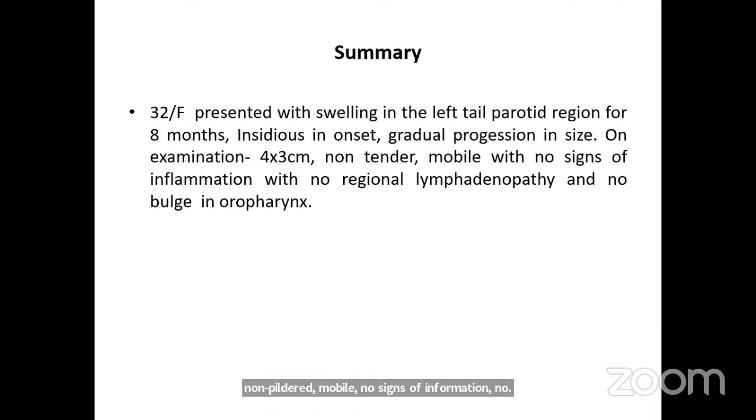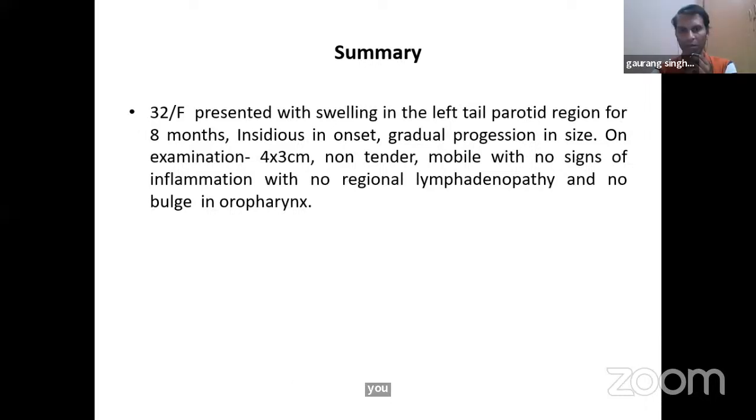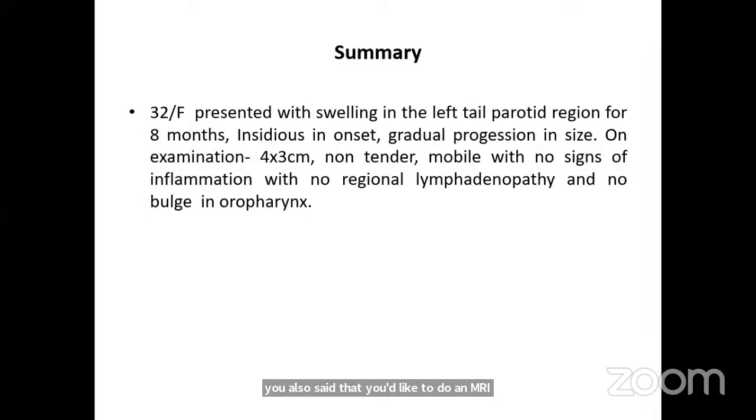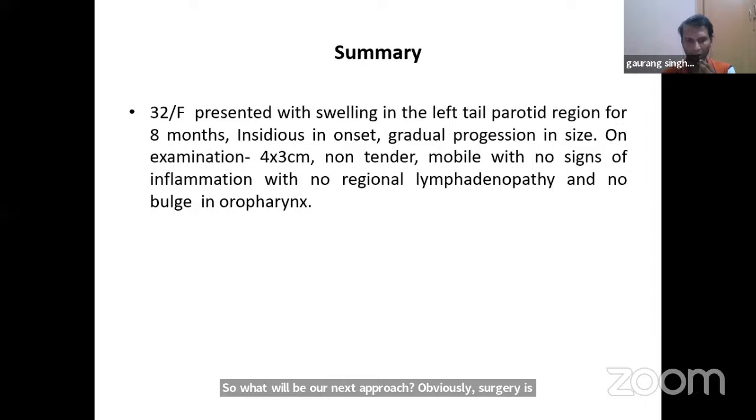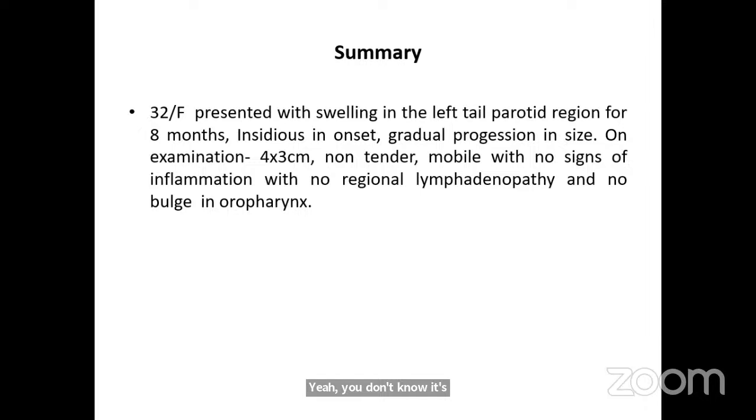Yeah, I think you said this, and you also said that you'd like to do an MRI. Yes. And you'd like to do an FNA. Let's say that this has come as something in between. You're not sure whether it's malignancy or whether it's benign. So what will be your next approach? Obviously, surgery is the answer. So what would you like to do? If it is coming as doubtful, sir? Yeah, you don't know. It's coming as doubtful. The pathologist is not able to give you a diagnosis.